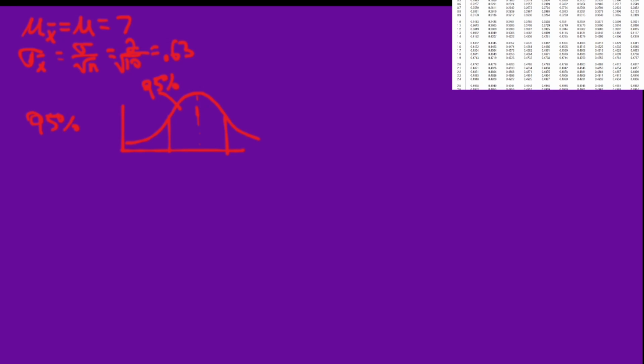So to get us started, if we want 95% to fall within this range, what we really want, if we're going to use our z-table, is we're going to have 2 areas, each of which is not 95 but half of 95, so 47.5%.